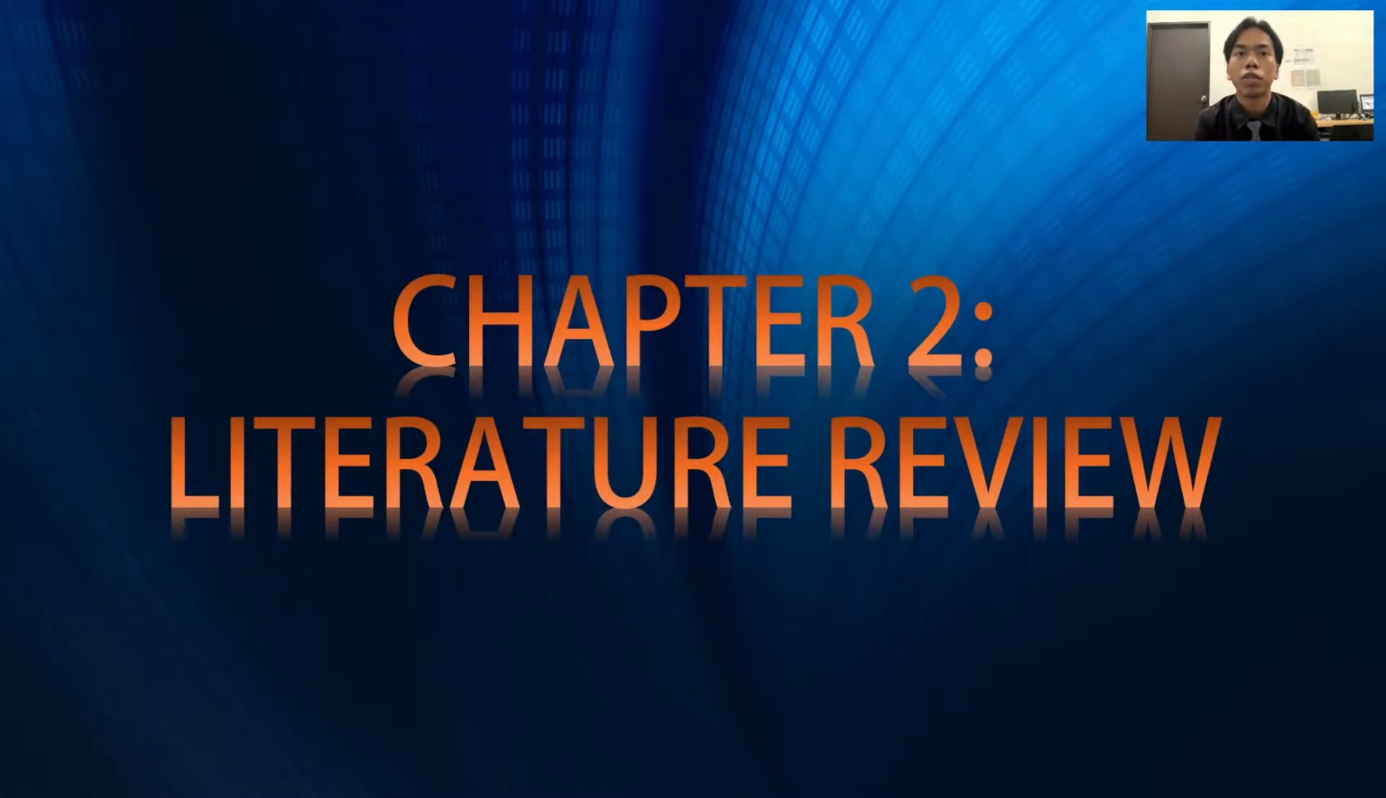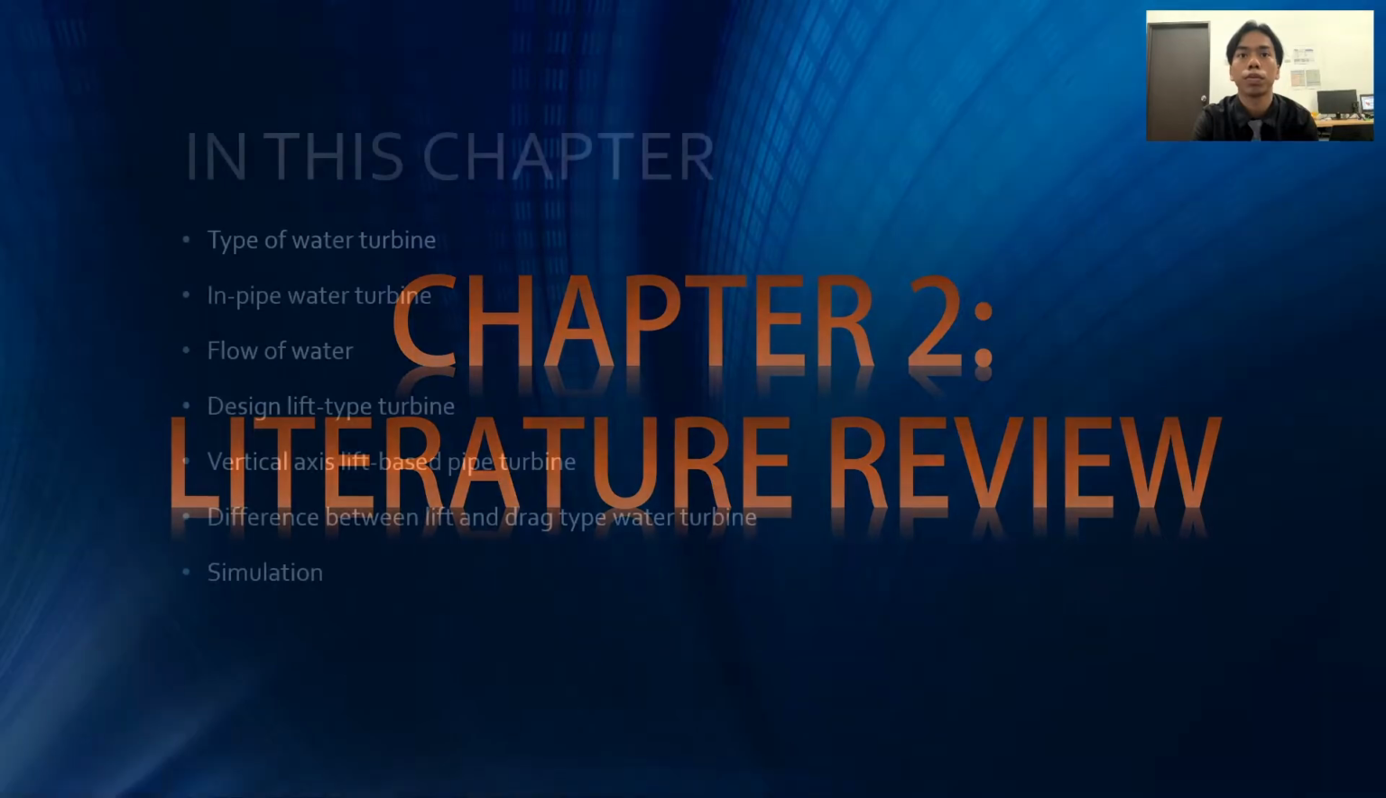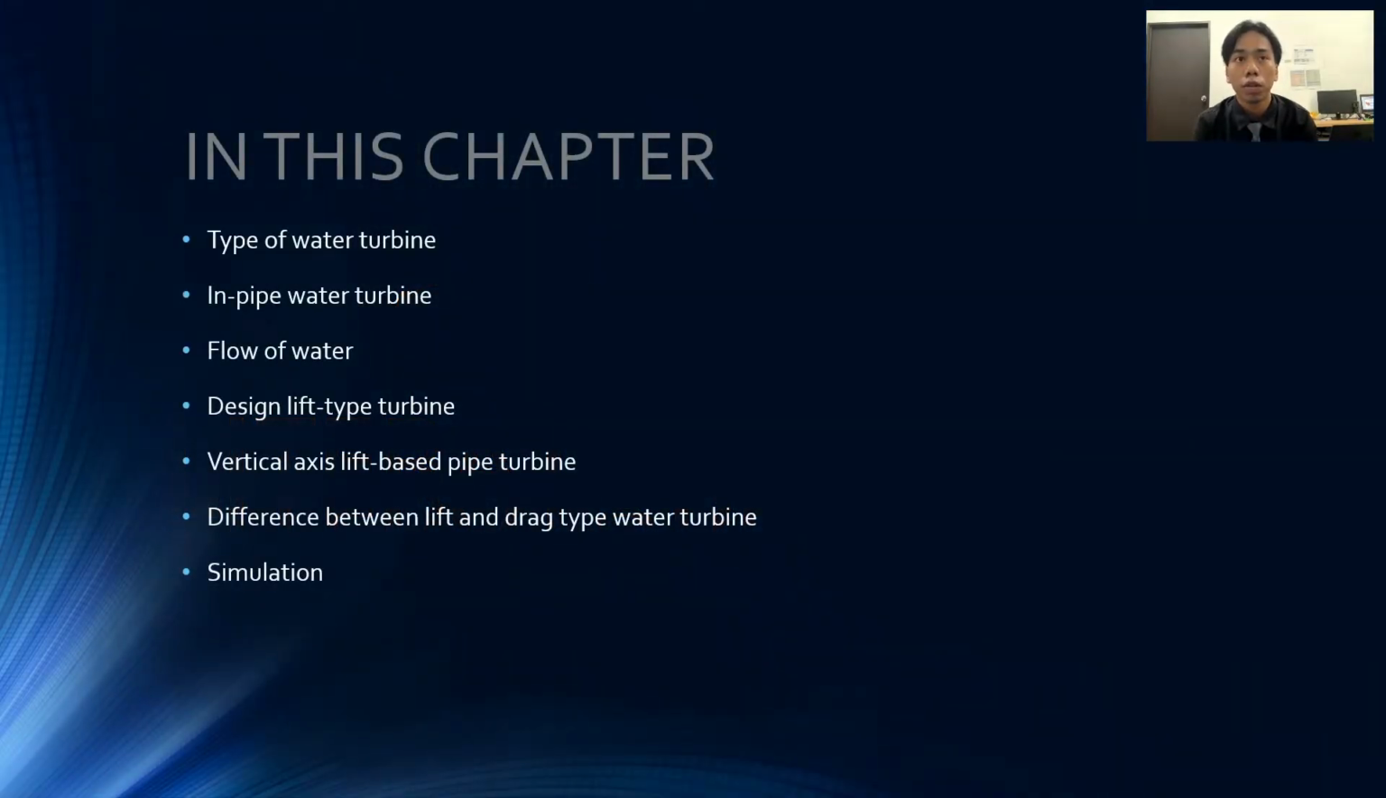For Chapter 2, which is the literature review. In this chapter, we have types of water turbine, in-pipe water turbine, flow of water, design of lift-type turbine, vertical axis lift-based pipe turbine, difference between lift and drag-type water turbine, and simulation.